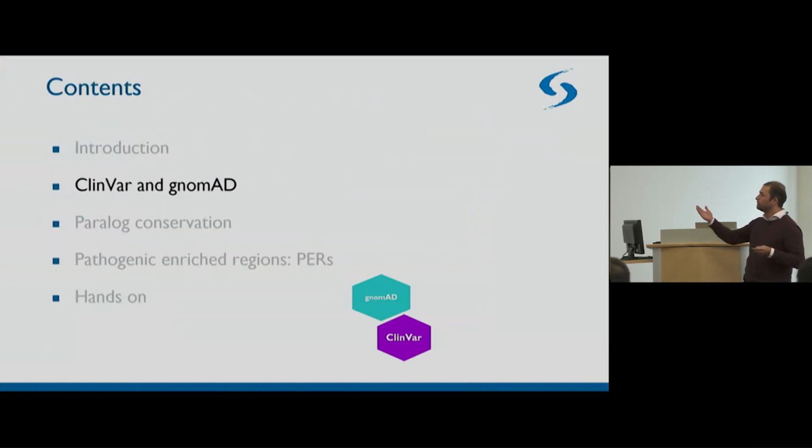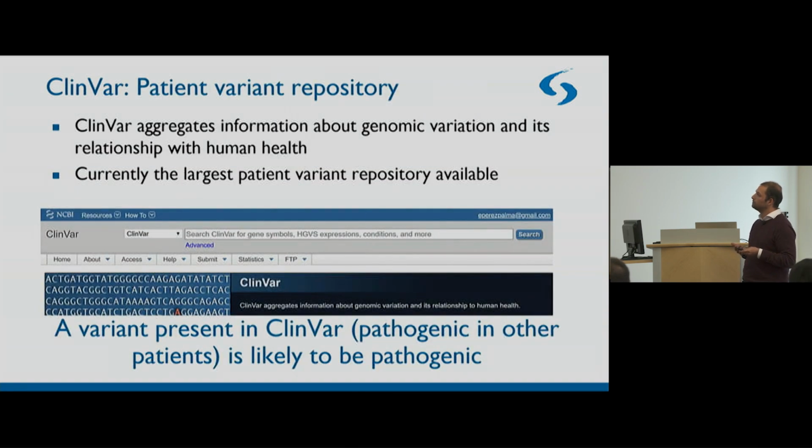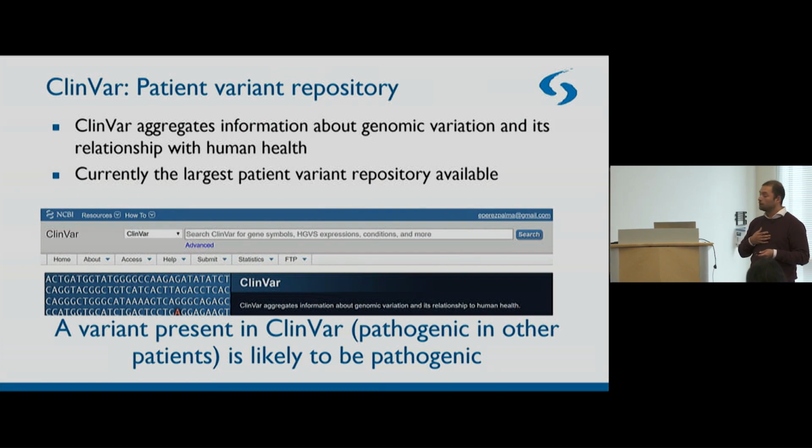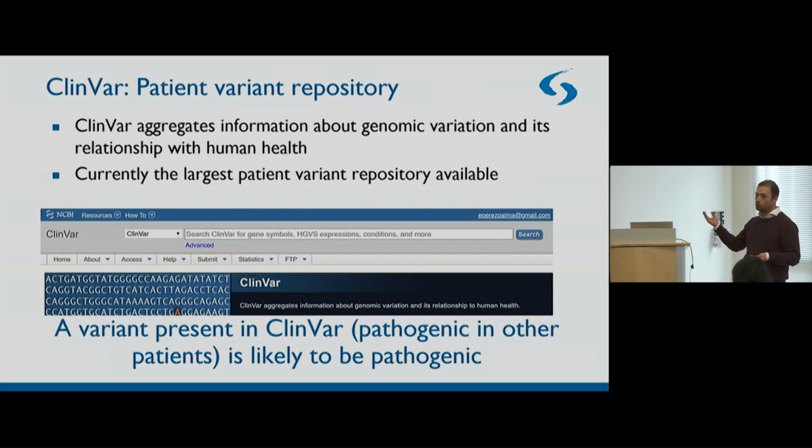I will briefly describe ClinVar and gnomAD. As I already mentioned, ClinVar is a patient variant repository that addresses the relationship between variant and disease. And as I said, if the exact same variant has been observed in other patients, I am pretty sure that my patient will have the same state too. Currently, it's the largest patient variant repository. It's not the only one. There are several with different approaches and advantages. But I can say that this is the largest and the most popular one. Currently, we have around 500,000 variants on ClinVar.